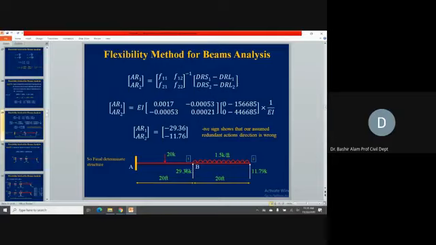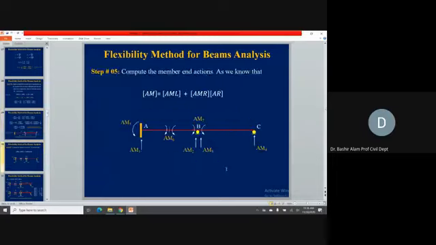The magnitude is 29.36 for AR1, and for AR2 it is 11.79. This is 76 and this is 79, not a big difference, but this should be exactly the same value. Now, the rest of the problem you can solve by equilibrium, but you can also do it by the matrix approach. For that case, we now go to step number 5.